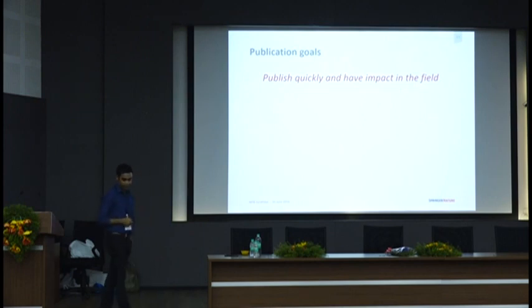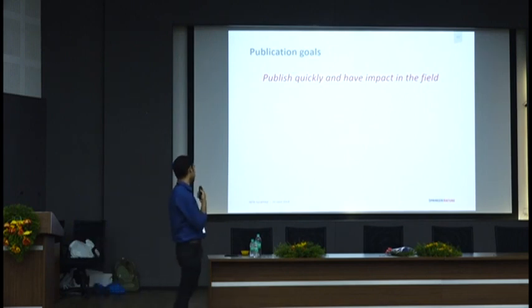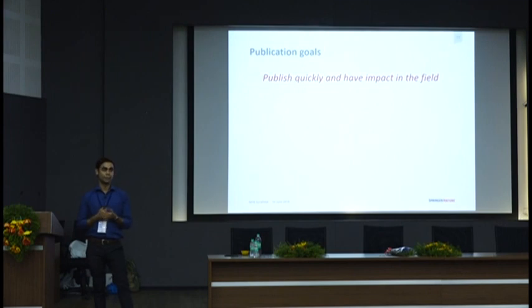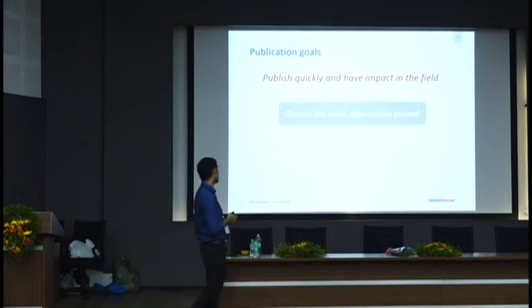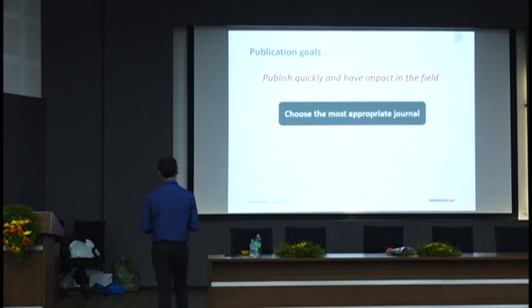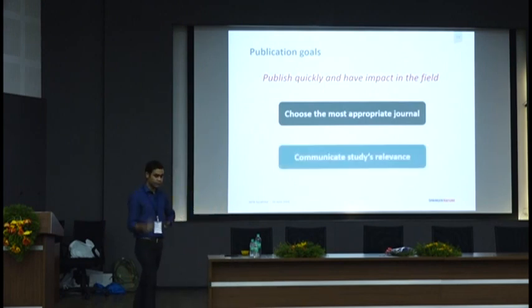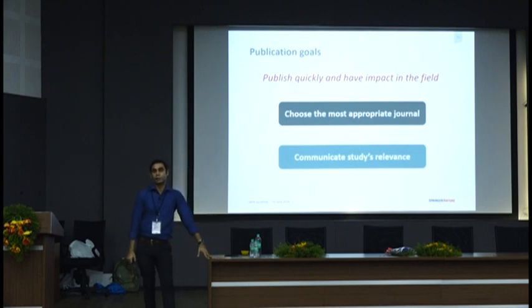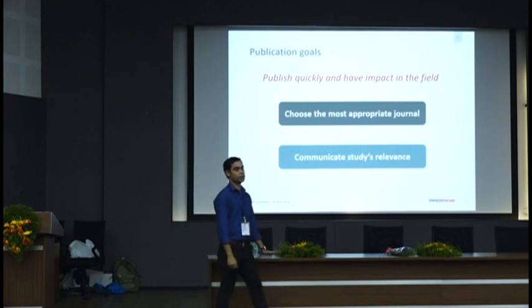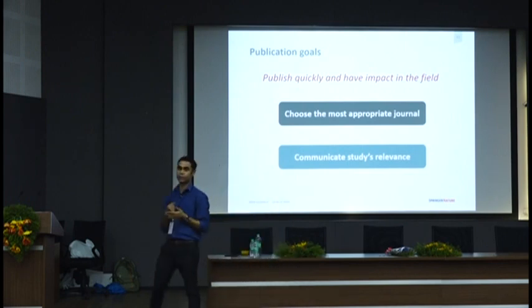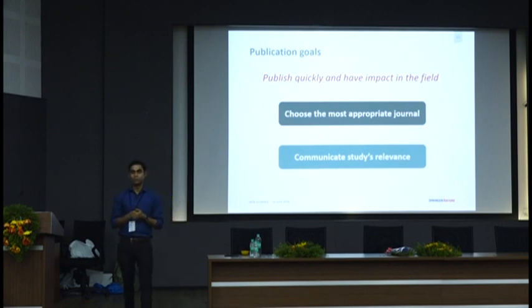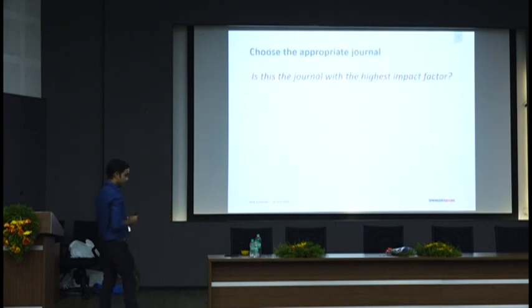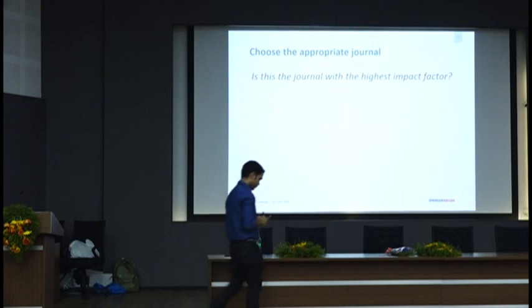So when you are talking about publishing, as I already mentioned in the beginning, I try to reiterate this point: your aim is not only to publish quickly, but of course to make an impact in your field of work. For that, you have to choose the most appropriate journal as the first thing to reach your target audience. And the second most important part is that you have to communicate the importance and the relevance of your study to the journal editor. You have to convince the journal editor that your work is worth publishing, all right?